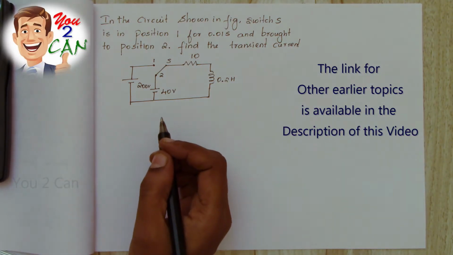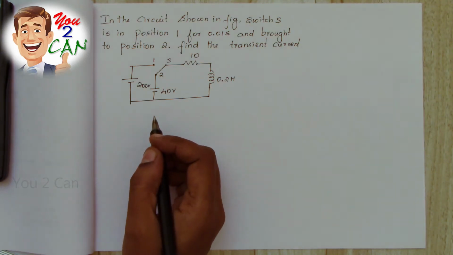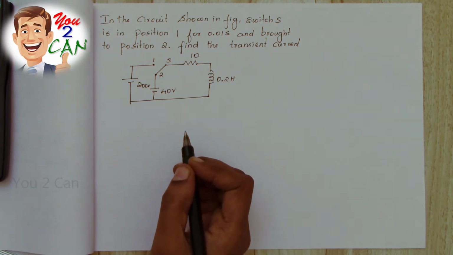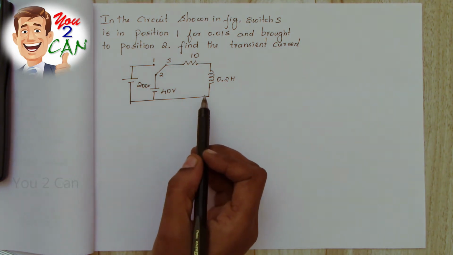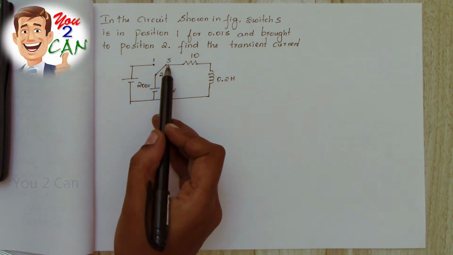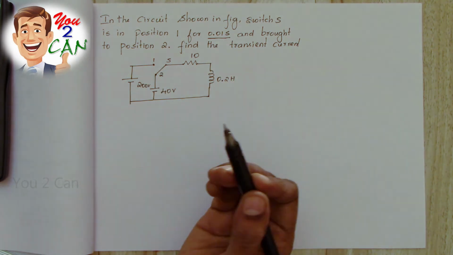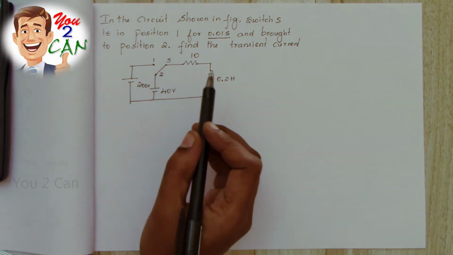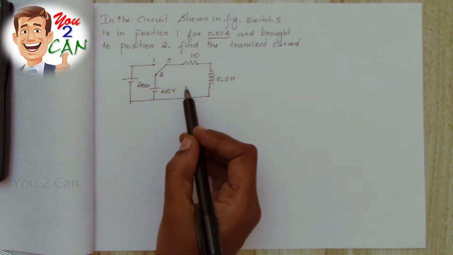Good day. Now we are going to solve the problem regarding transients. It's a very important problem, so read the problem. In the circuit shown below, switch S is in position 1 for 0.01 second and then brought to position 2. Then you have to find the transient current when it is at position 2.